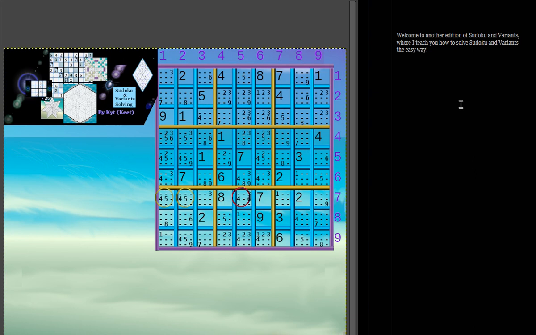To another edition of Sudoku Invariants, where I teach you how to solve Sudoku invariants the easy way. This will be a short tutorial pointing out a pointing pair.